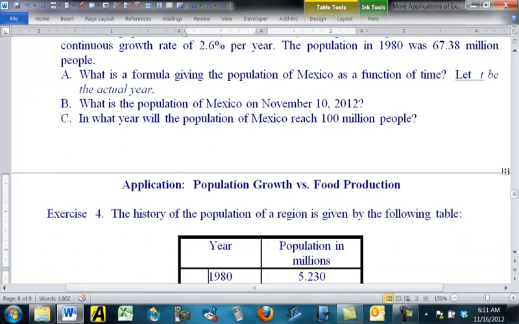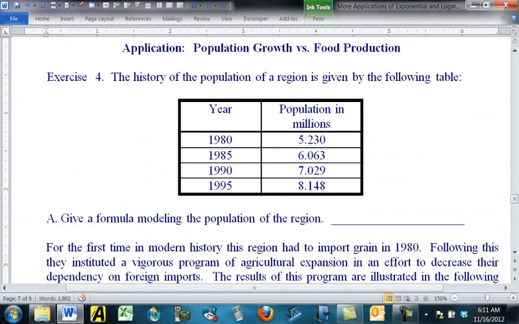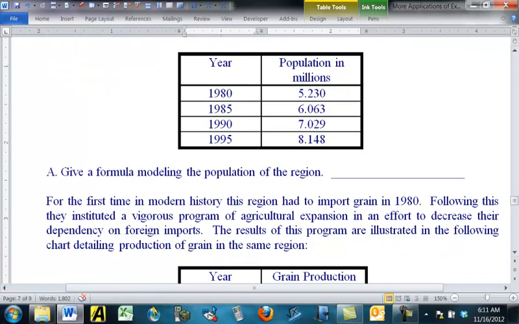Now let's look at another example here that's interesting. The history of the population of a certain region is given by this table. I have years from 1980 to 1995 going up in 5-year increments, and I have the population in millions. So see if you can figure out what a formula is for that table. Now, for the first time in modern history, the region had to import grain in 1980. This is a big grain-producing region. They used to export, but in 1980, the population had grown to the point where they had to eat all of their grain and could not export. In fact, they had to import grain to feed everybody.